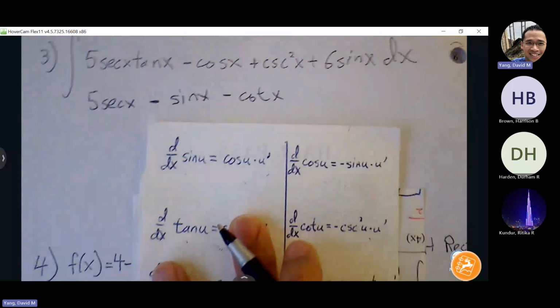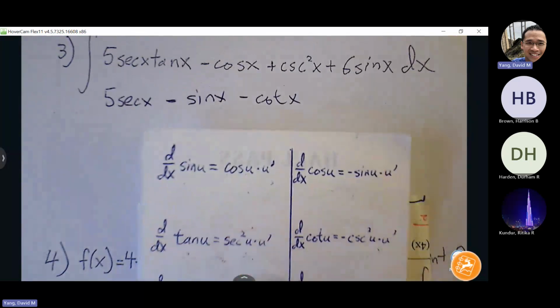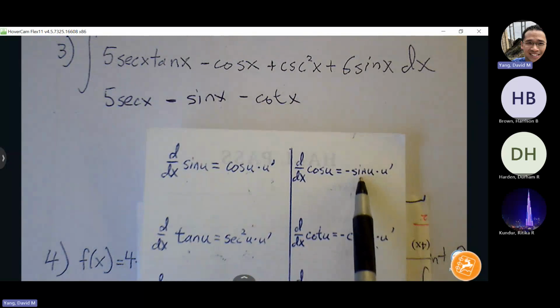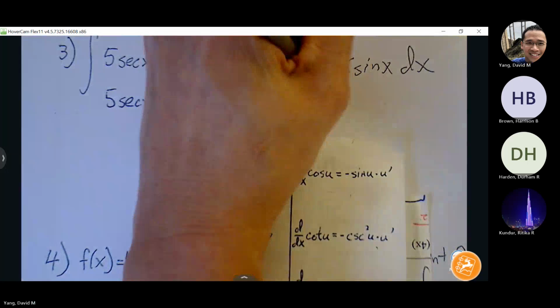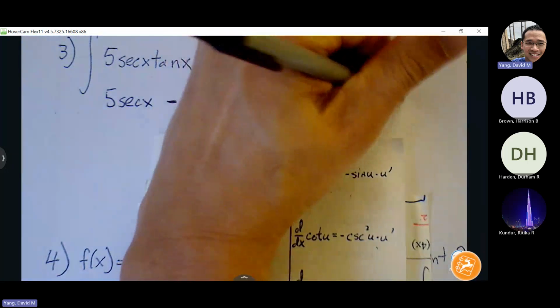Okay. And finally, sine. Do you see sine show up on the right side? What's the antiderivative of sine? Negative cosine, so negative 6 cosine x, and then plus c.